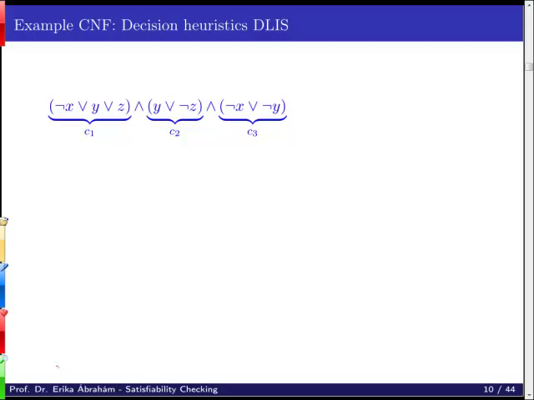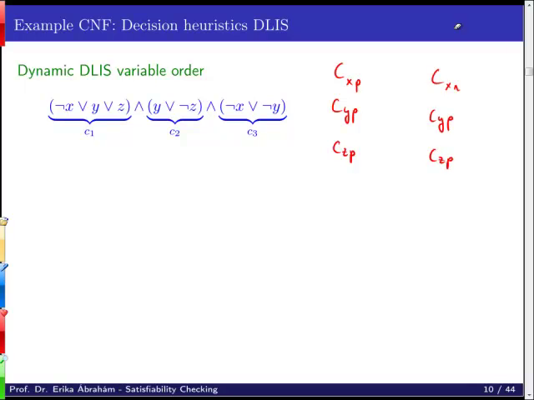But in theory, we can look at our example. If we have C1, C2, C3, and let's say we take this dynamic DLIS variable order. That means we have three variables, and we compute in how many clauses x appears positively, which are not yet true, and negatively. The same for y, and the same for z. Oh, sorry, this is negative.